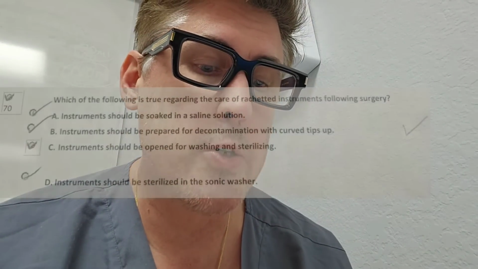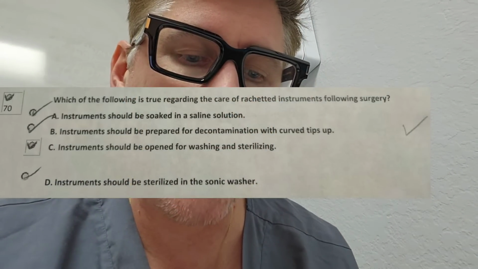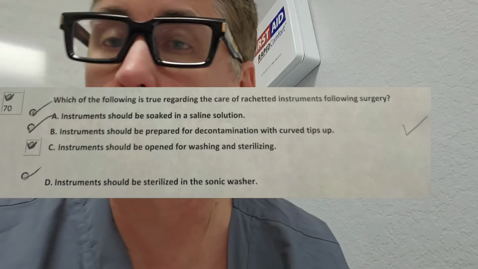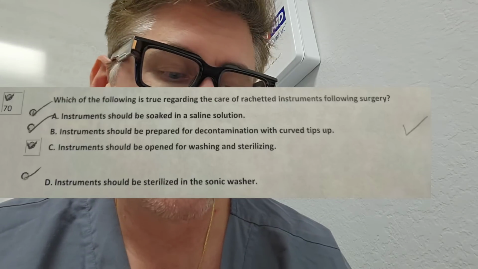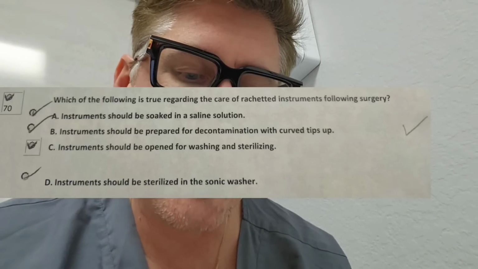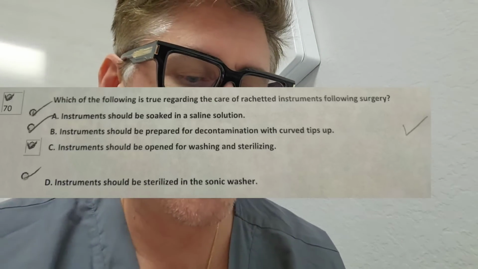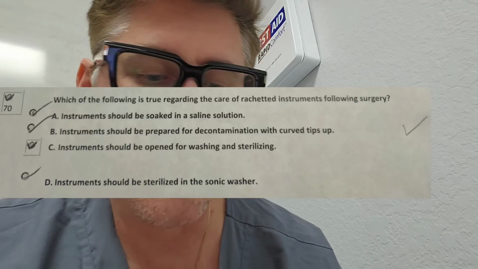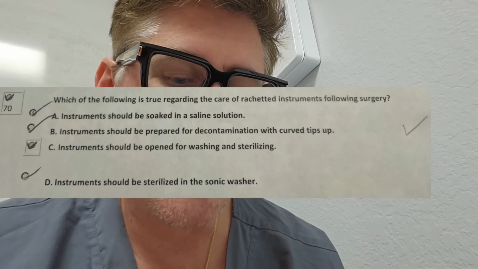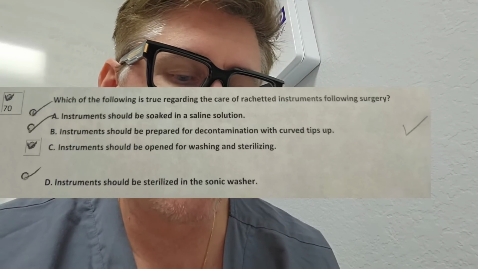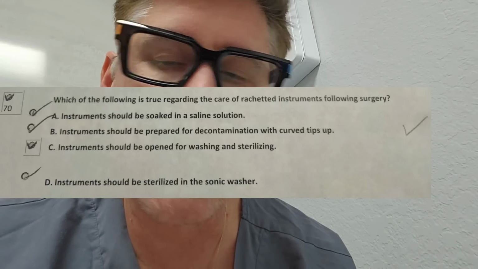So the last question, the bonus question, you stuck around. Here we go. Pretty simple question. We'll leave you with an easy one today. Which of the following is true regarding the care of ratchet instruments following a surgery? Is it A, instruments should be soaked in saline? B, instruments should be prepared for decontamination with tips up? C, instruments should be opened and washed and sterilized? And D, instruments should be sterilized in a sonic washer?